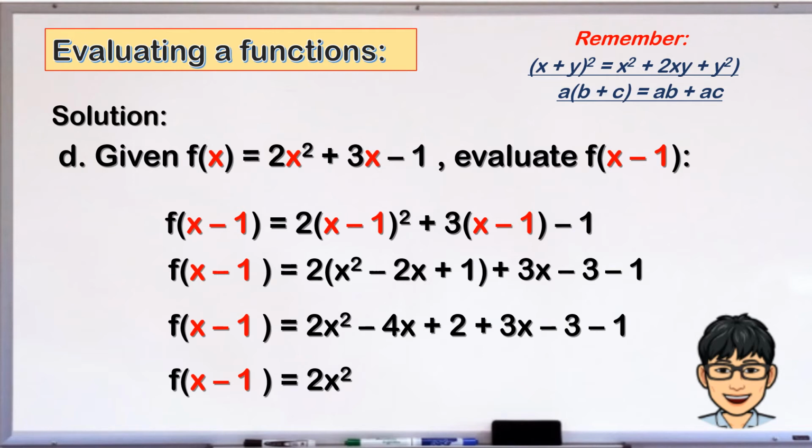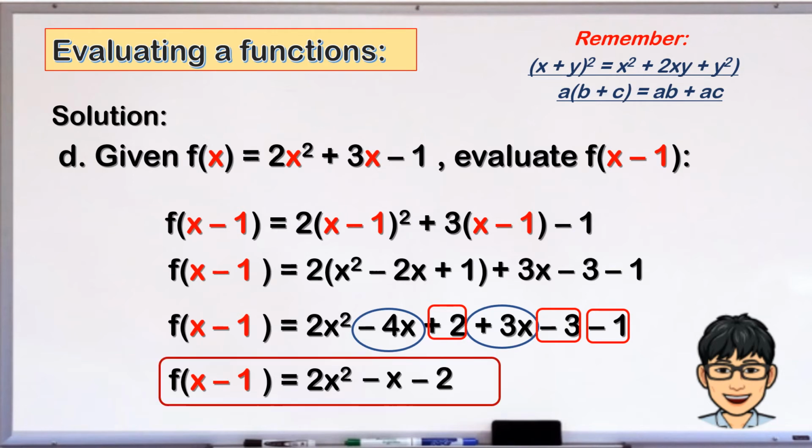Yung 2x squared ay walang katulad, kaya okay lang na isulat agad natin siya. Next, we have negative 4x plus 3x. So, negative 4x plus 3x is equal to negative x. Then, for the constant, 2 minus 3 minus 1 equals negative 2. Therefore, f of x minus 1 equals 2x squared minus x minus 2.